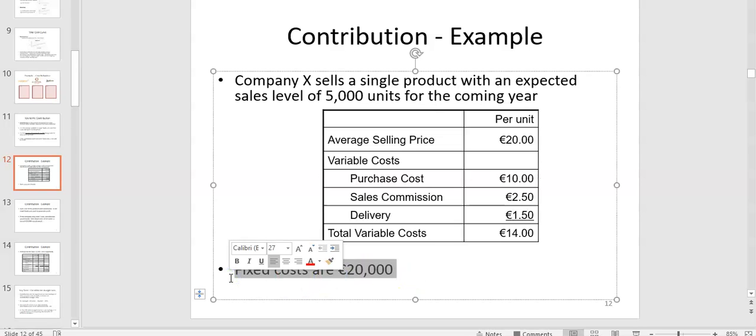So that could be the head office costs, that could be light and heat, that could be your general manager costs that are outside the actual unit cost. But they have to be covered as well.